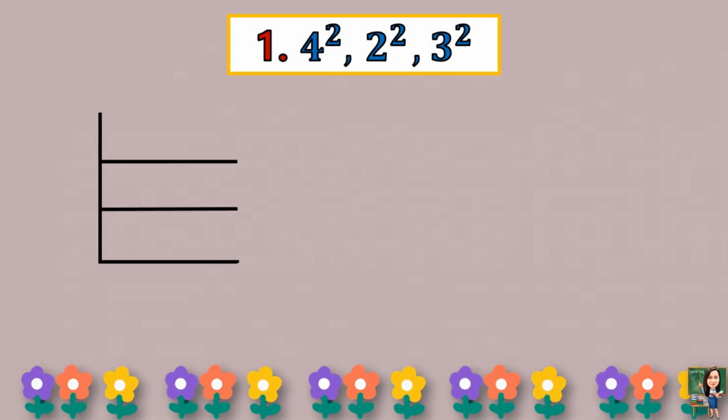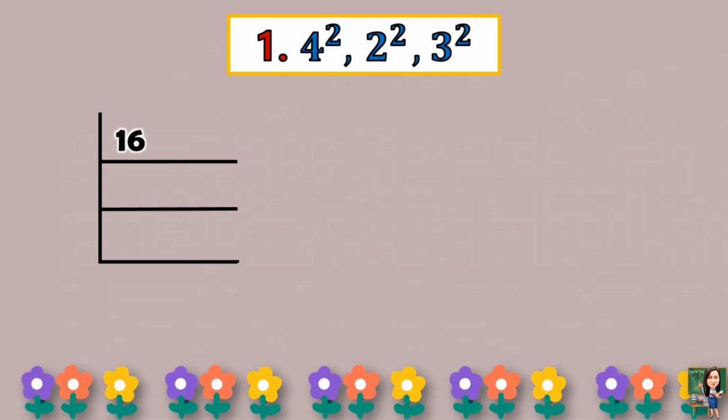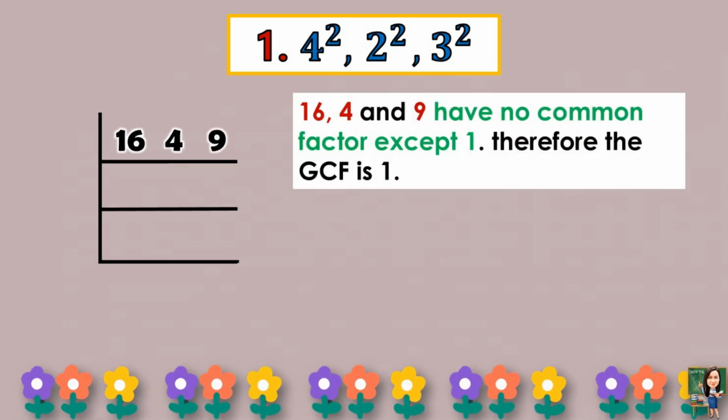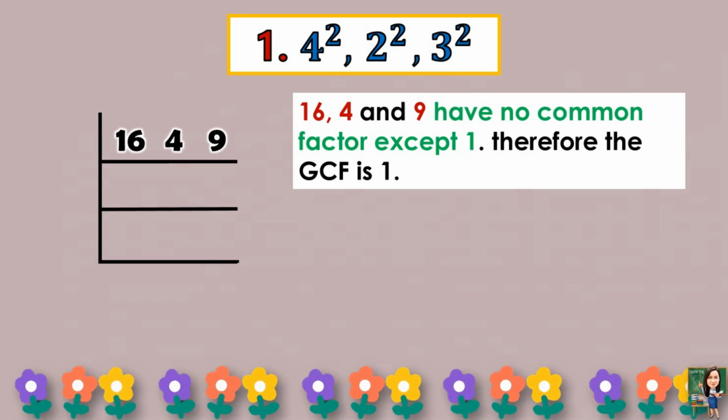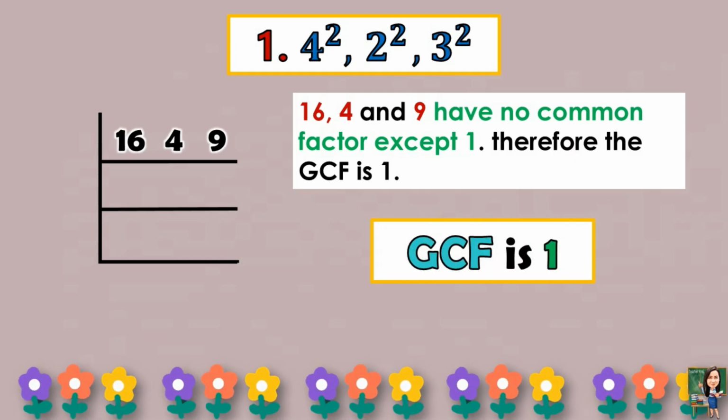4 squared is 4 times 4 equals 16. 2 squared is 2 times 2 equals 4. 3 squared is 3 times 3 equals 9. 16, 4, and 9 have no common factor except 1. Therefore, the GCF is 1. So the greatest common factor of 16, 4, and 9 is 1.